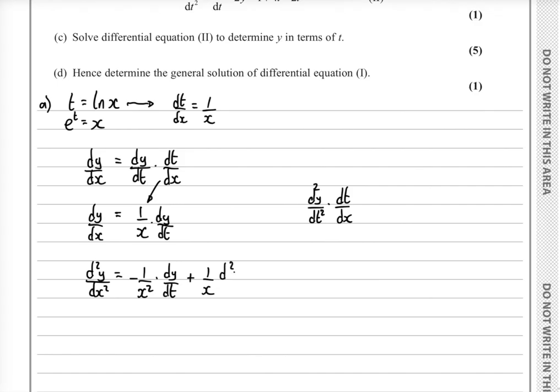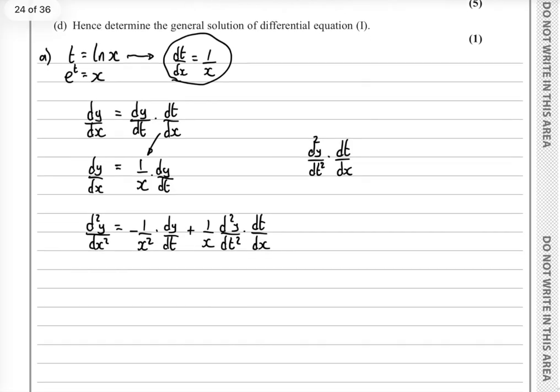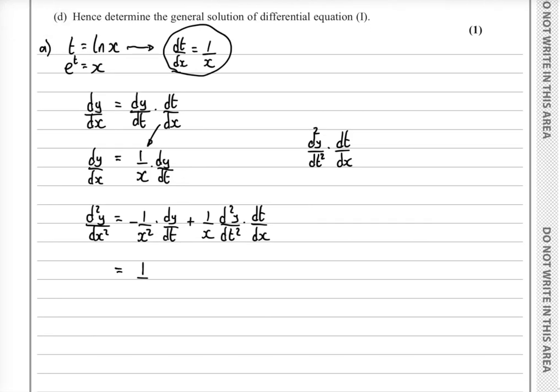So this becomes the second derivative with respect to t, but because we're actually differentiating with respect to x, we need to multiply by dt by dx. But that's okay, because we already know what that is. We've already used it once. So this one's fine, no problems here. And then this one becomes 1 over x squared, second derivative with respect to t. I've missed a minus. There's the minus there.